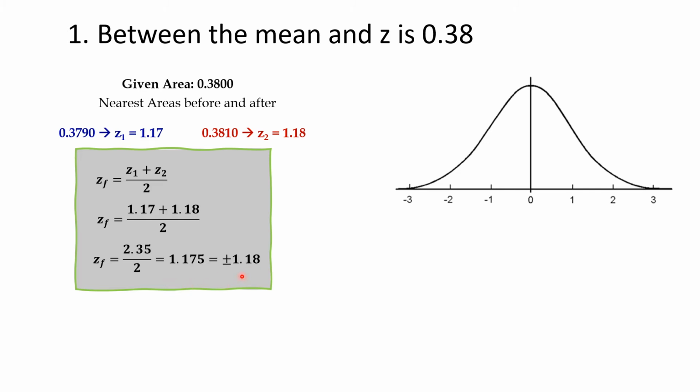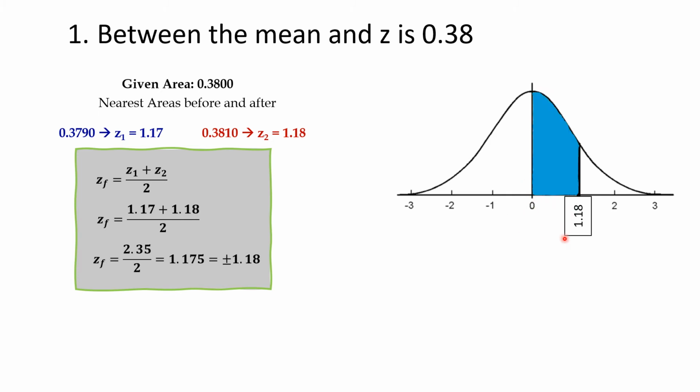Now, the next step to do is to draw a normal curve and locate the z value. So we have to take the positive first, 1.18. It must be here approximately, and draw a vertical line. Then, the shaded part is from this vertical line going to the center or to the zero or the mean. So this is now the shaded part.